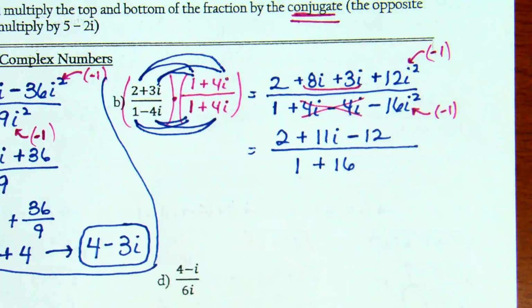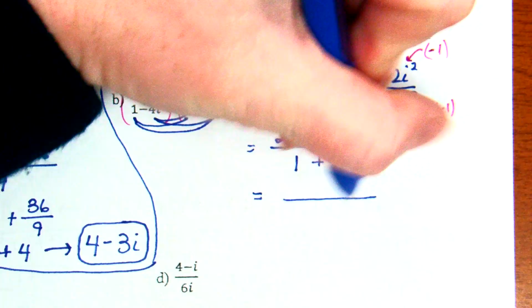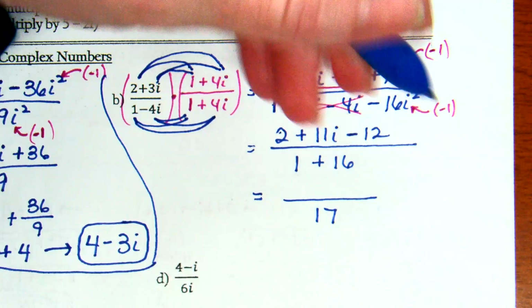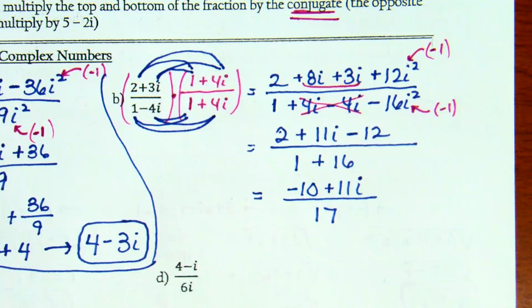Okay? Clean up like terms again. In my denominator, 1 plus 16 is 17. In my numerator, 2 minus 12 is going to be negative 10, and then still plus 11i. Okay. Good equivalent, final answer. But if I had to guess, MathXL will complain about this answer.